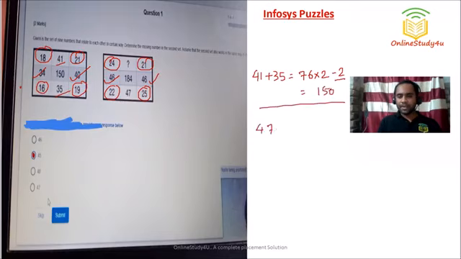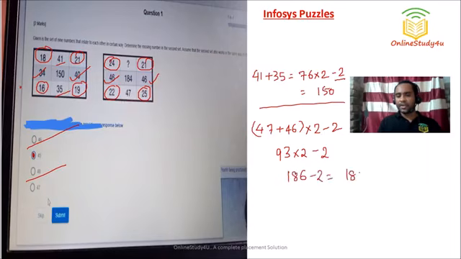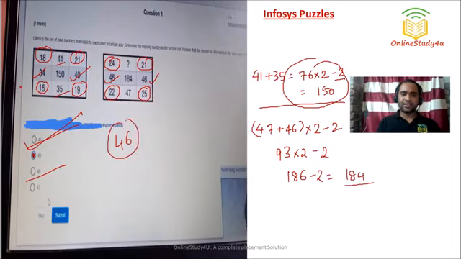Here also 47 plus, definitely one number we need to add. 46, right? So we will add it and then multiply by 2 and minus 2. So 6, 7, 13, 93 into 2, right? Minus 2. So this will be 2 threes are 6 and 186 minus 2 will be 184. So we just need to get this logic, right? Add, multiply by 2 and subtract 2. So 46 will become the correct answer. 46 will be here, and then only you will be able to get that middle value, right? This is how we got it here.